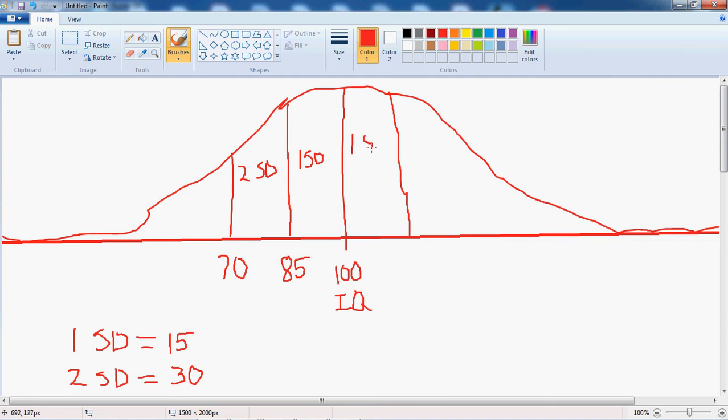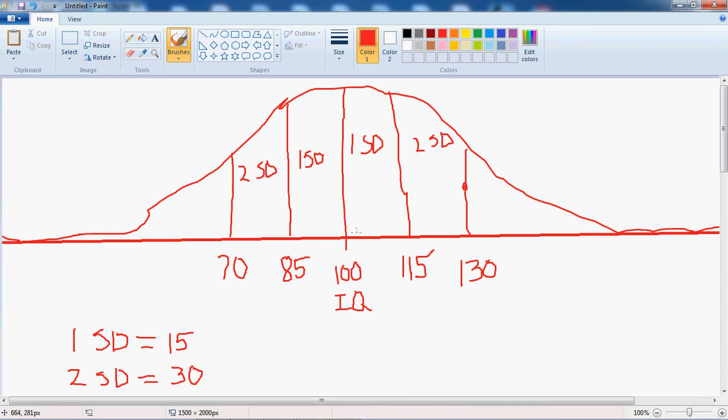and we're doing 1 standard deviation, now we're adding, so this would be 115. And then 2 standard deviations would be 130. So now we're either 30 points or 2 standard deviations away from the mean. This is how we identify our gifted students. Gifted students are going to fall in this kind of range.